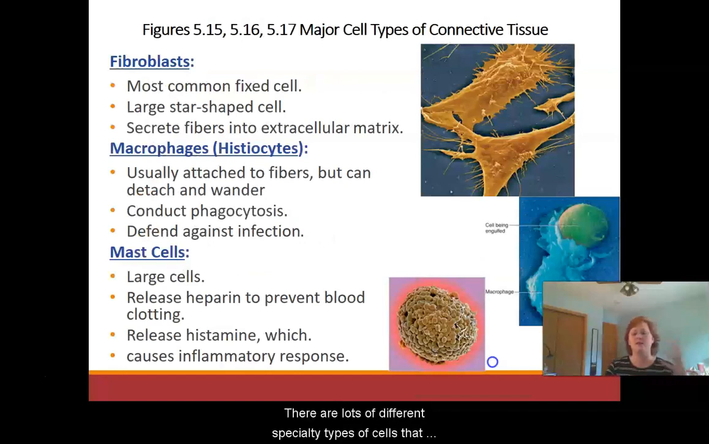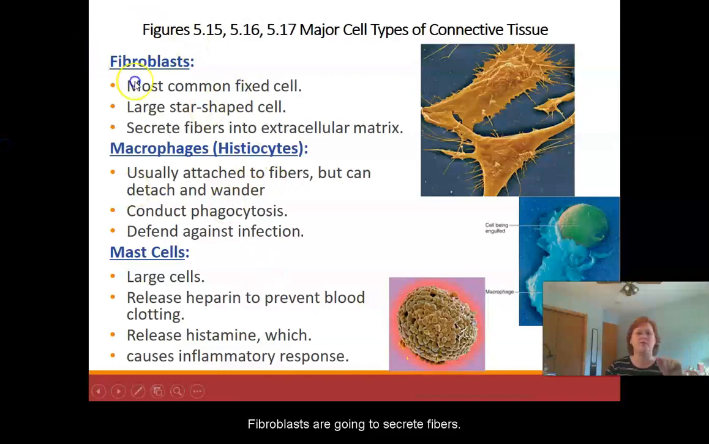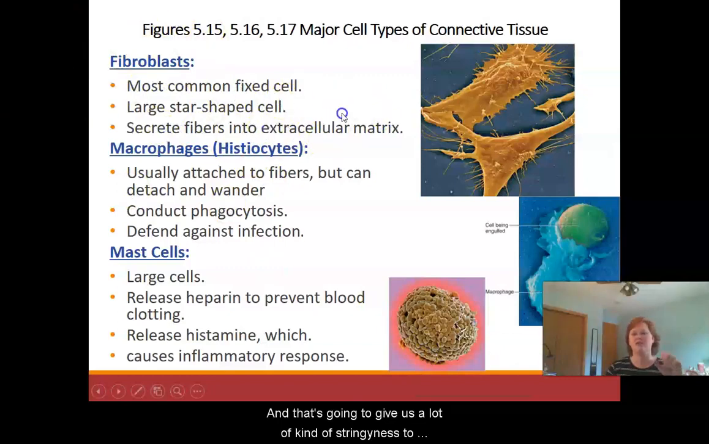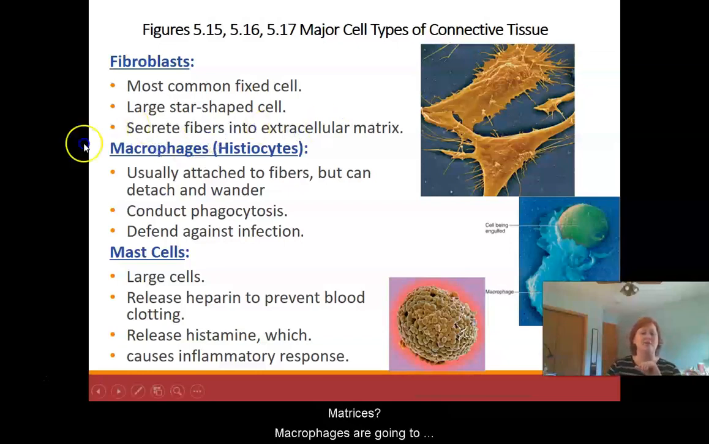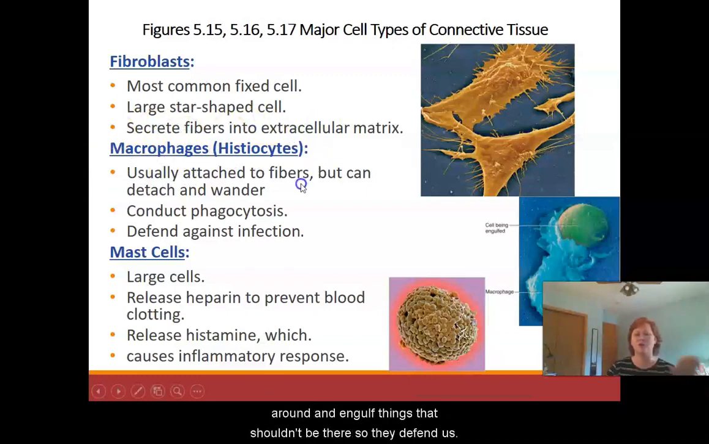There are lots of different specialty types of cells that we find in connective tissue. Fibroblasts are going to secrete fibers, and that's going to give us a lot of stringiness to some of those extracellular matrices. Macrophages are going to engulf foreign substances, so they wander around and engulf things that shouldn't be there, so they defend us.